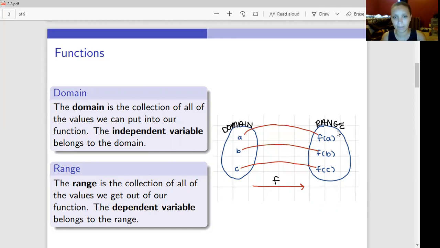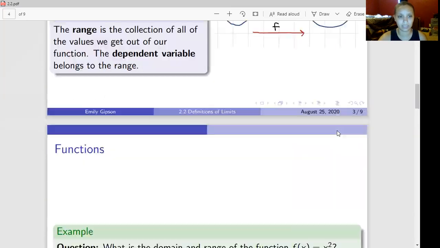I've drawn a little map: the domain, which is the collection of a, b, and c; f, which is the mapping from the domain to the range; and we get out f of a, f of b, f of c. You'll notice that every a is connected to an f of a, b is connected to only f of b, c is connected to only f of c. These are requirements.